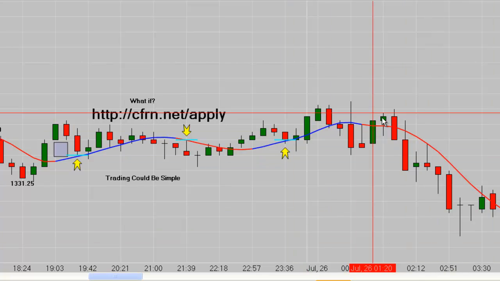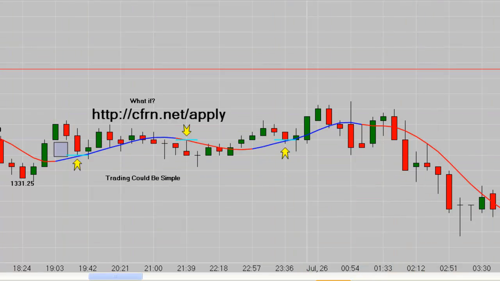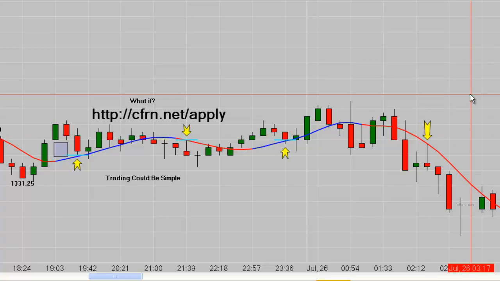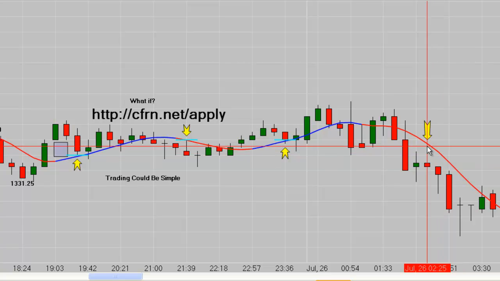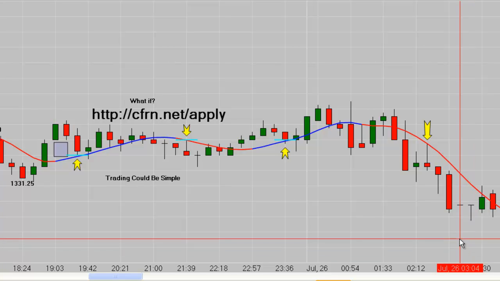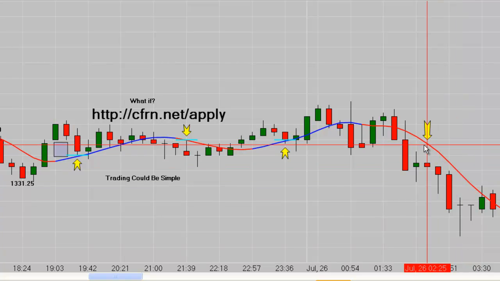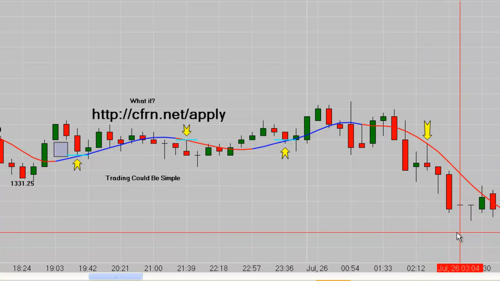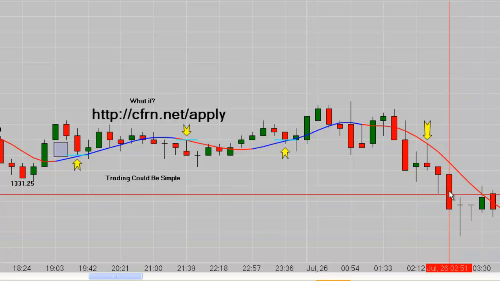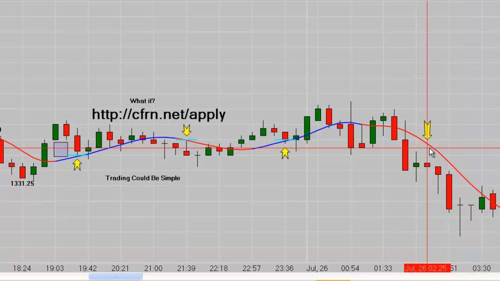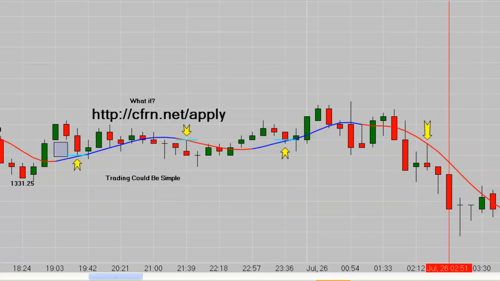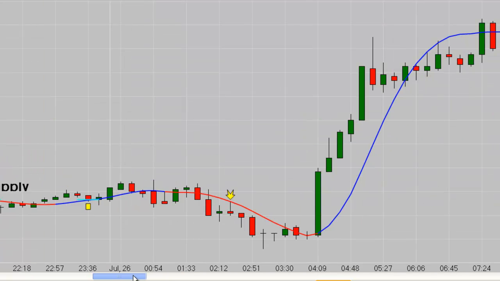Okay, the first pullback on the south side right here is 1333.75. Price drops to 27.75. 33.75 down to 27.75. That's about 6 points. Yes? 5 points. No? 6 points. That's a 6-point move. Alright, let's keep going.